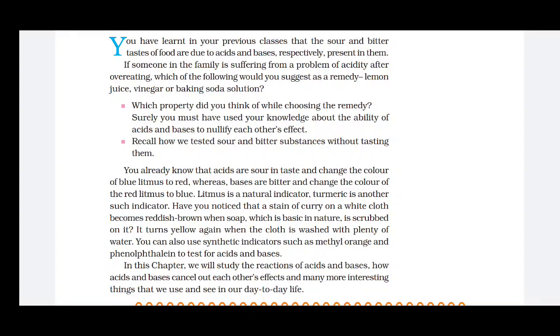What is an aqueous solution? When in a solution you take water as a solvent, you get an aqueous solution. So whenever you dissolve anything in water, when the solvent is water, and when hydrogen ion is released, it means a particular substance is acidic in nature.